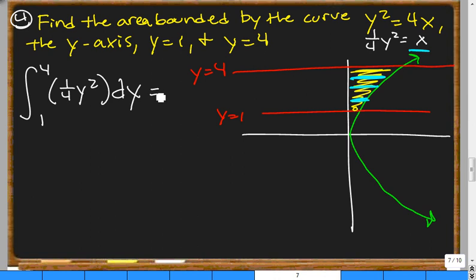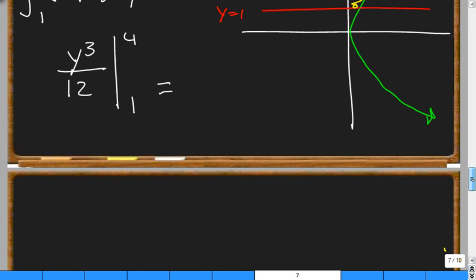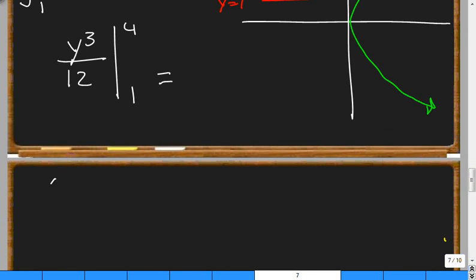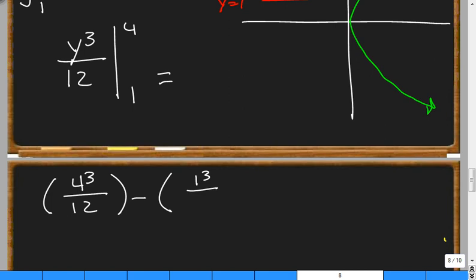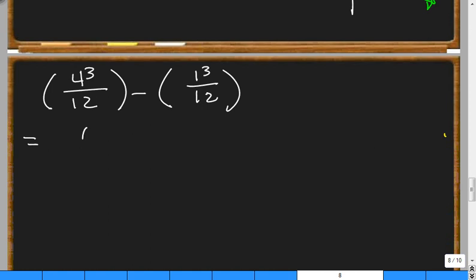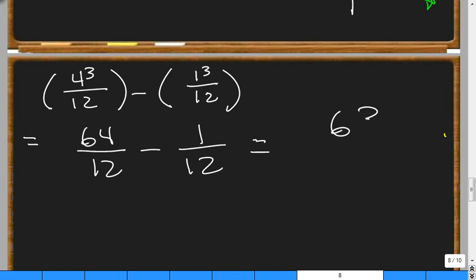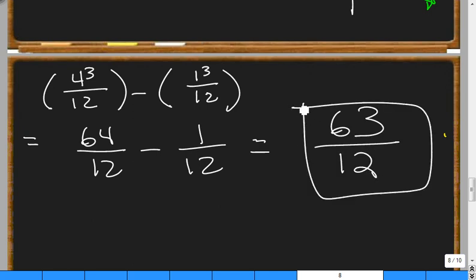So we want to go forward with this. If we integrate this, we're going to end up with y cubed over 12, integrated from 1 to 4. Now, I need some more space for this. So if we plug that in, you're going to get 4 cubed over 12 minus 1 cubed over 12. That equals 64 over 12 minus 1 over 12, which gives you 63 divided by 12 as your final answer.